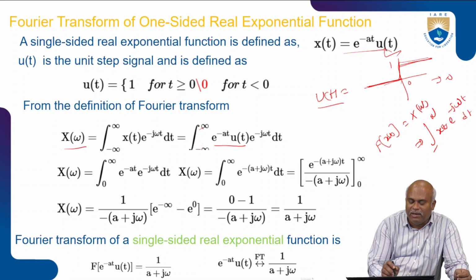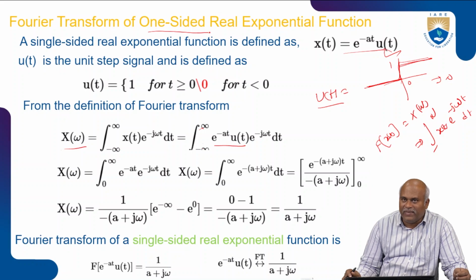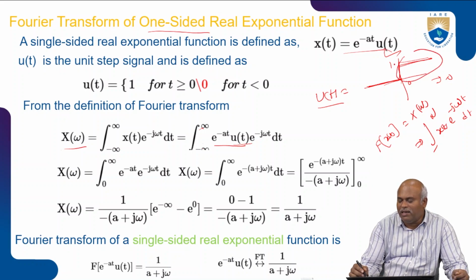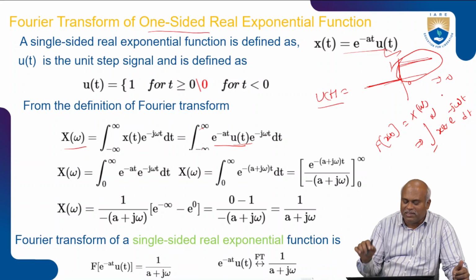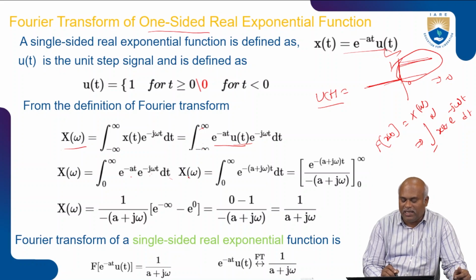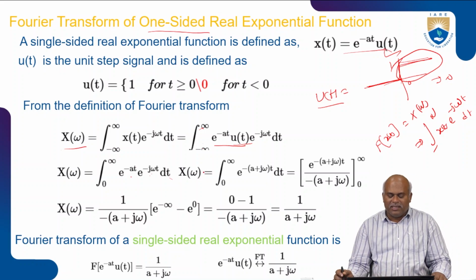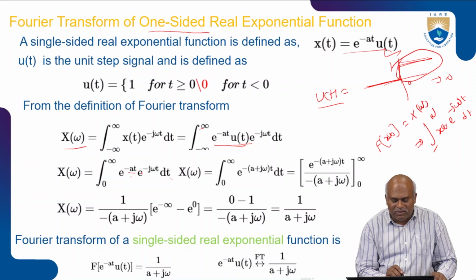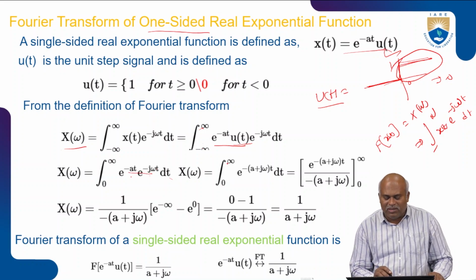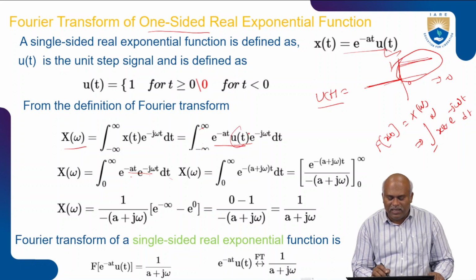Now we go for the one-sided real exponential. What is the meaning of u of t? U of t works only on the one side, the right direction, which starts from 0 to infinity. That's why I modify the integral limits to 0 to infinity: e power minus a t e power minus j omega t dt. Then X of omega, we can simplify this, since both have e power with the same minus sign. So I write the limit as 0 to infinity in terms of u of t.